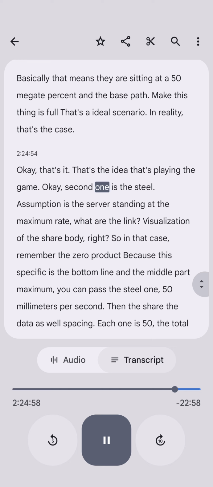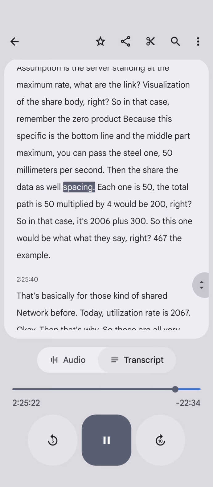Okay, the second one, the assumption is still that the servers are sending at the maximum rate. What is the link utilization of the shared link? Remember the throughput: because 50 is the bottleneck, the maximum you can pass in the middle part is still 50 megabits per second. Each one is 50, so the total is 50 multiplied by 4, which is 200. So it's 200 divided by 300, which is 0.66, or 0.67 to be exact.